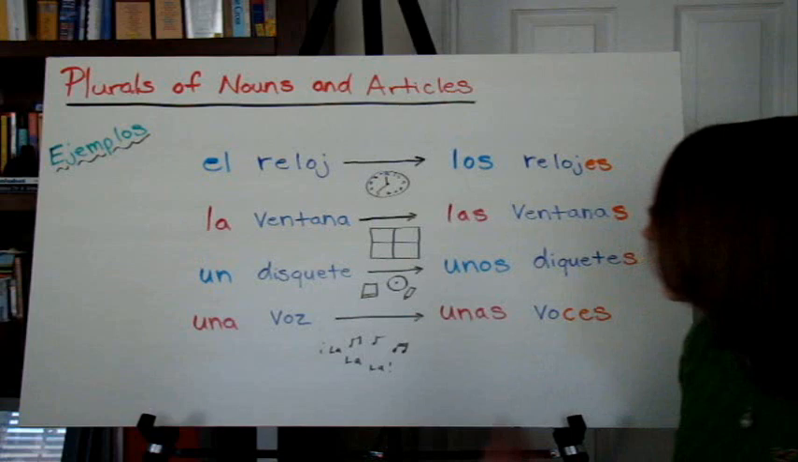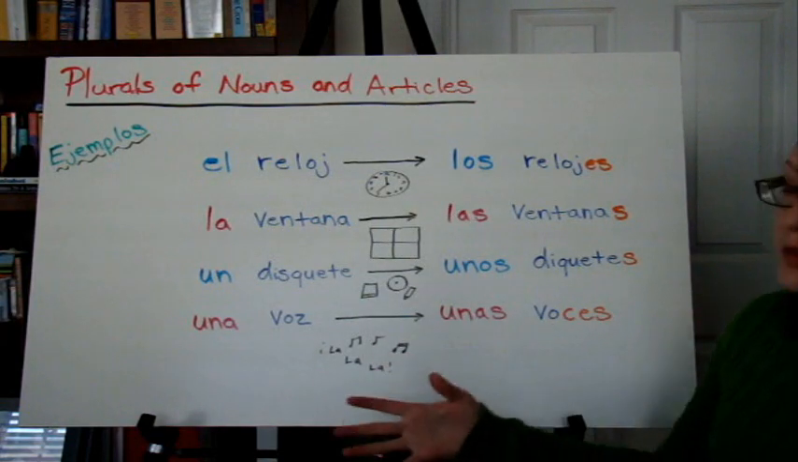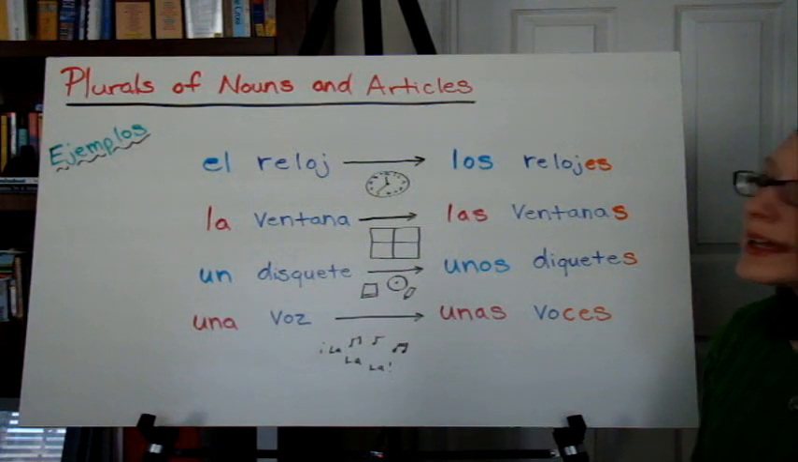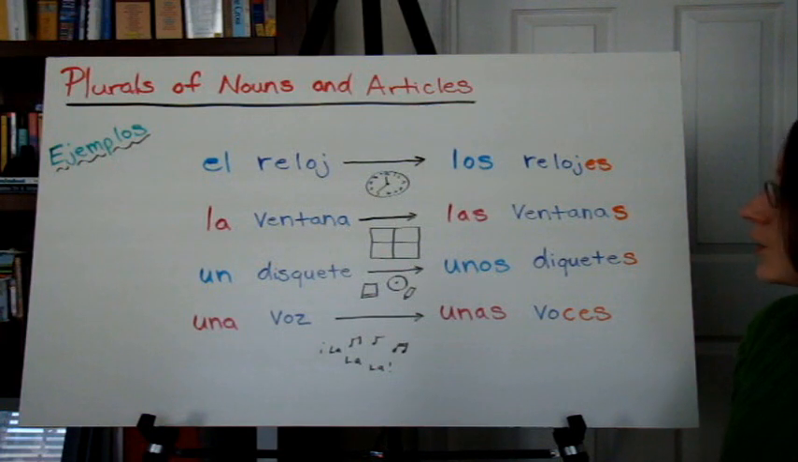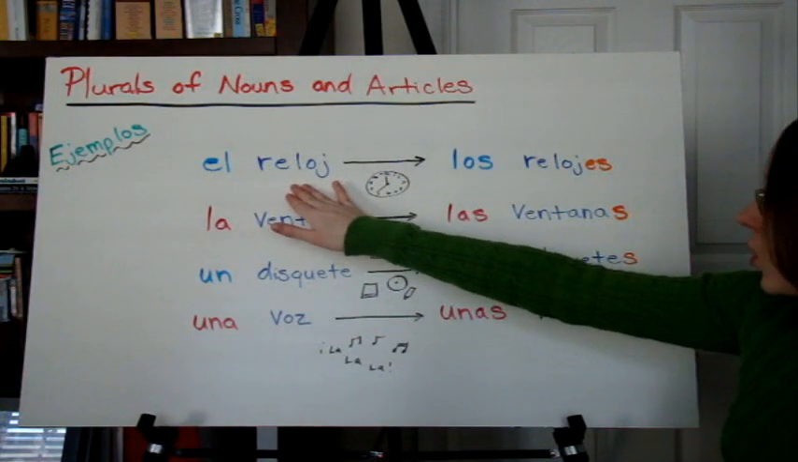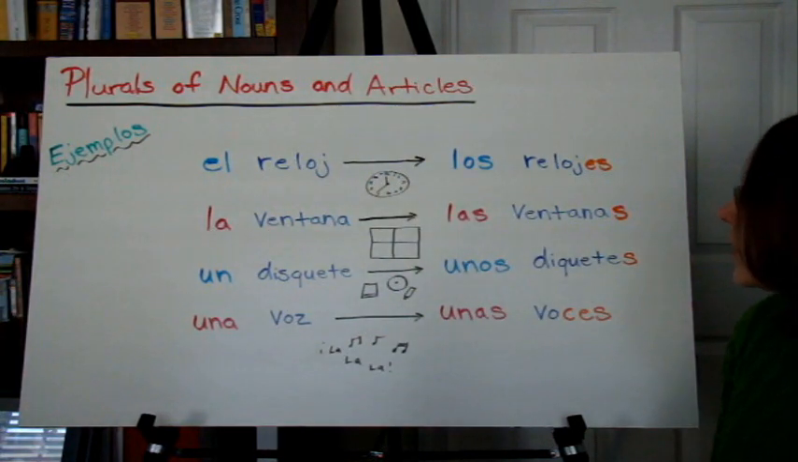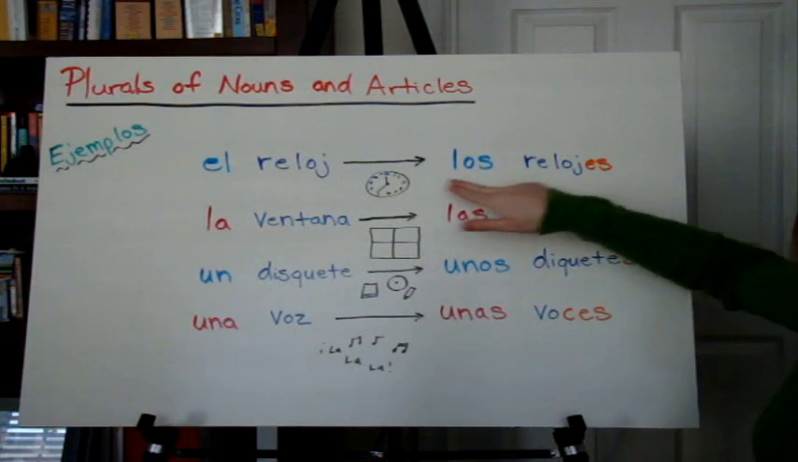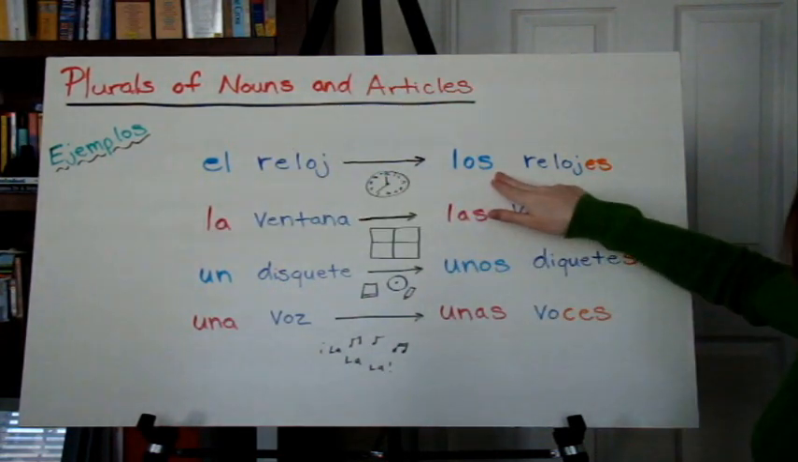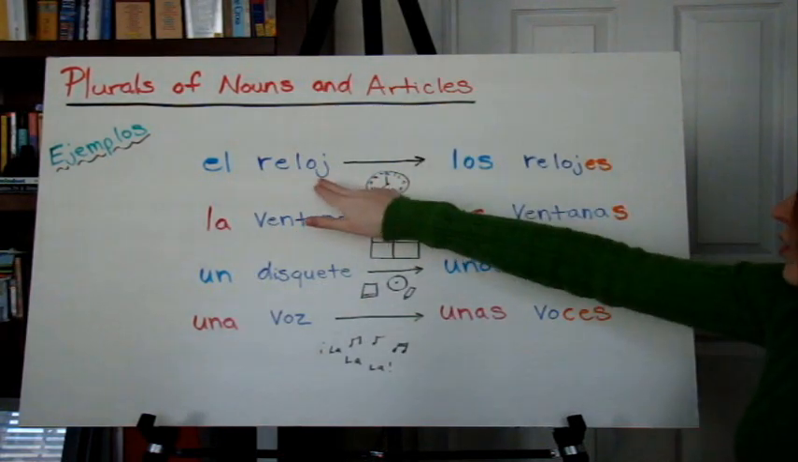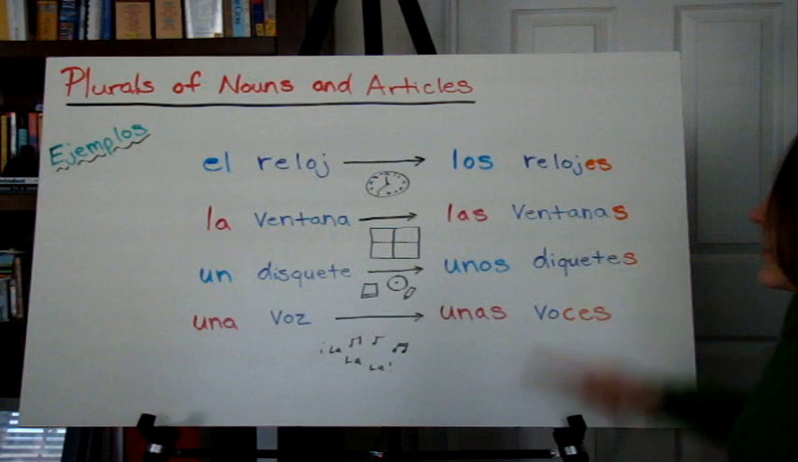So some examples of this would be, and we're putting the 3 rules that I taught you at the beginning of this lesson and the rules for the definite and indefinite articles together now. So if we have el reloj, which is the clock, we're going to make it plural. We have more than one clock. So we're going to change el to los, and this ends with a consonant, so we're going to add es. So el reloj becomes los relojes.